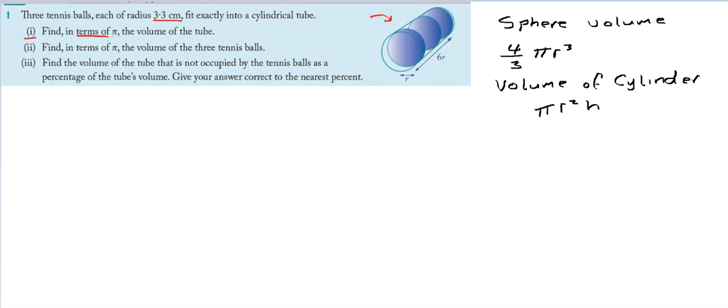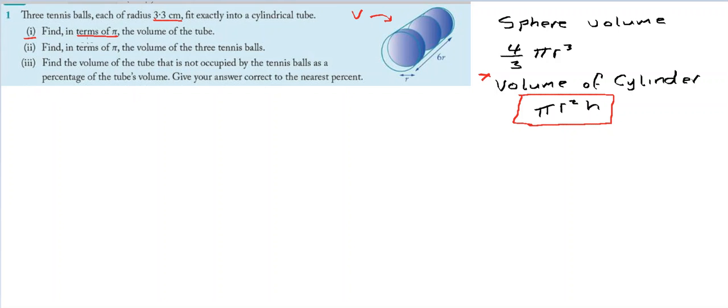That just means that you keep pi, you don't turn it into a number and work the number out. The volume of the tube. So we want to get the volume of this tube. Okay, and the tube is a cylinder, so we'll work with this one here. This is the formula that we use to get the volume of a cylinder. So let's work on that.